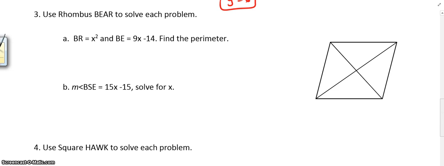Alright, using rhombus B-E-A-R, and we're going to put an S in the middle. It says BR is x squared, and BE is 9x minus 14. Well, based on the information given, we're given two sides of a rhombus.